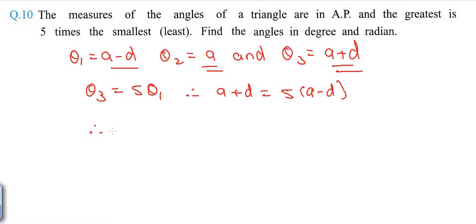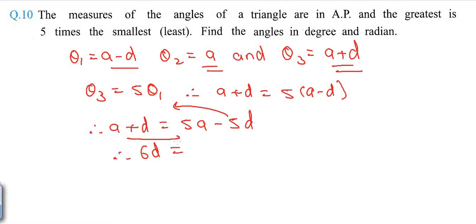Therefore we get a plus d equal to, now multiply inside by 5, 5a minus 5d. Simplify the things and we get, shift minus 5d to left hand side, it will turn plus 5d. 5d plus already 1d is there on the left hand side, so we get 6d. Now shift this a to right hand side, it will turn minus, 5a minus a, that is equal to 4a. Let this be equation number 1.